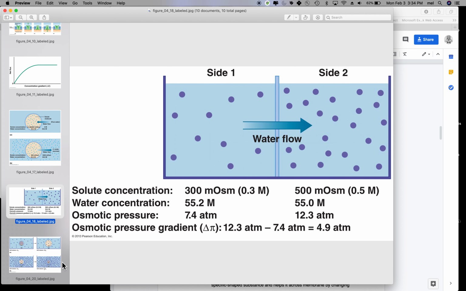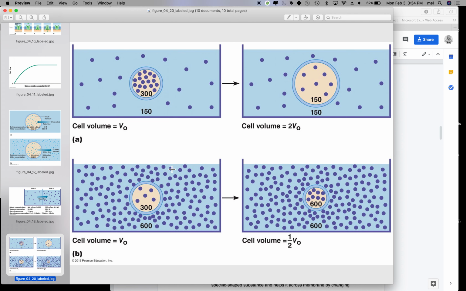So before we leave that concept, let's look at these two, A and B situation. This is the initial situation, and this is immediately after. Let's see if you can figure out what's going on with A. Again, they're giving you the concentration of the solute, so 300, probably milliosmoles, to 150. So the solute is high here, low here. You can't move the solute because it's non-penetrating.